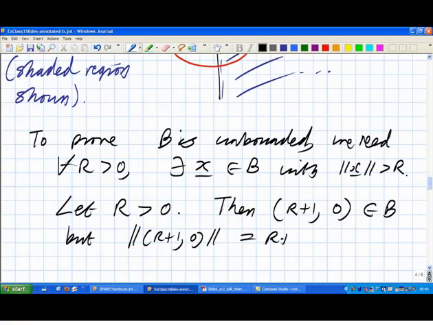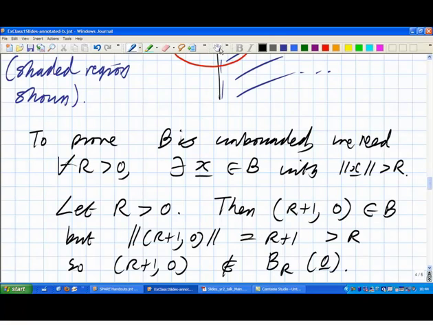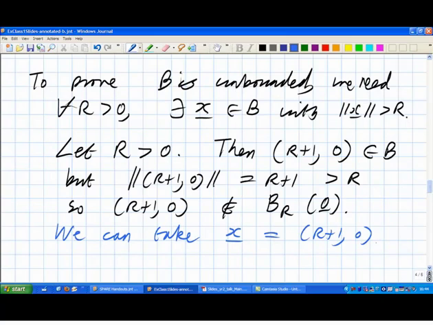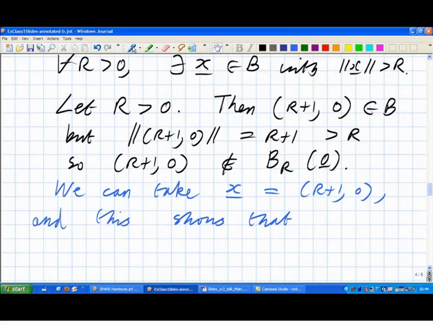So (R plus 1, 0) is in B, but the norm of (R plus 1, 0) is equal to R plus 1, which is bigger than R, so (R plus 1, 0) is not in the ball on the origin of radius R. You can take your X to be this point, and this shows the condition we need holds, so B is unbounded.